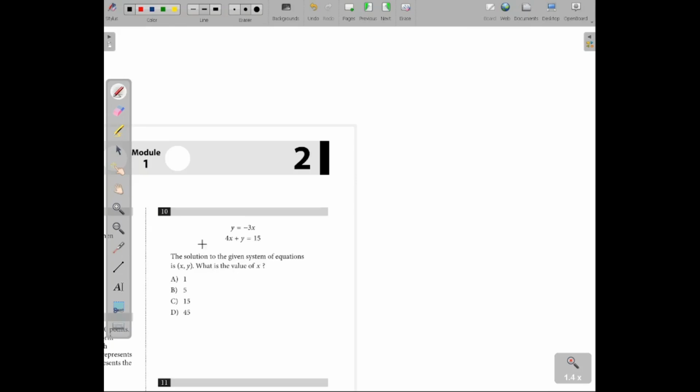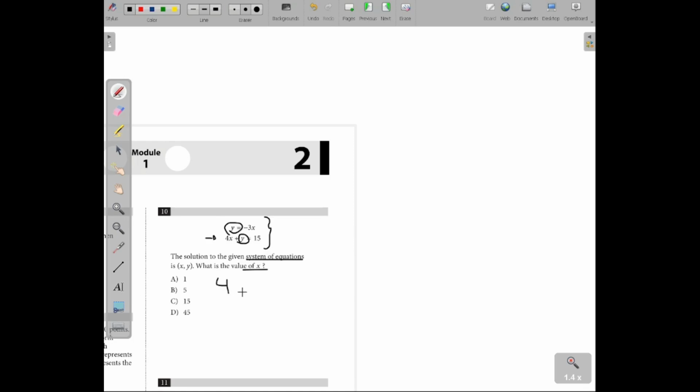Number 10. The solution to the given system of equations is x and y. What is the value of x? So we have a system of equations and we need to find the value of x. Since we have already the value of y, maybe we could replace y in this equation, which seems to be easier. Let's do that.